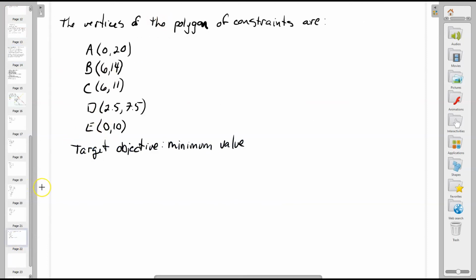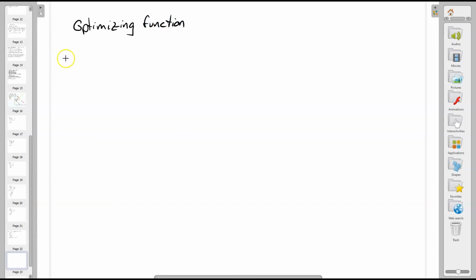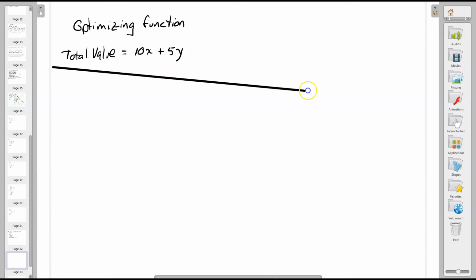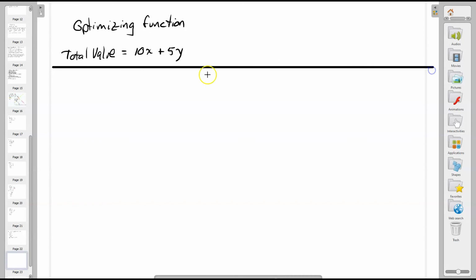Now that we have the target objective, we need to come up with the optimizing function. In this case, we're working with total value. So we'll set total value equal to the number of bears times $10 and the number of dinosaurs times $5. So the number of bears times 10, so there's 10x, plus the number of dinosaurs times 5, which is 5y. So that's our optimizing function. Now once we've got the optimizing function, we need to test each vertex to see which one of them gives us our minimum value that we're looking for. So let's go ahead and start with vertex A.